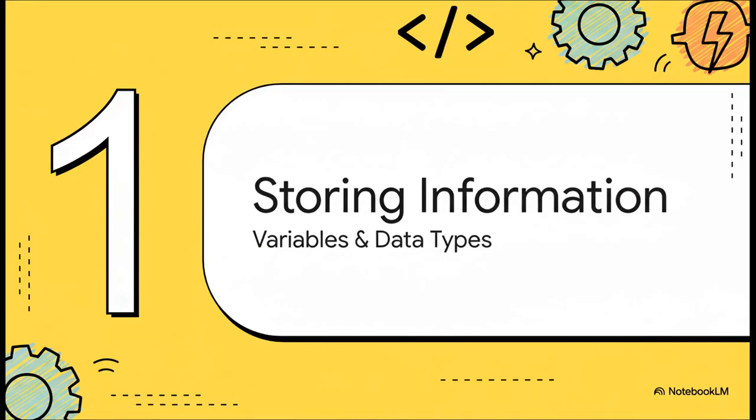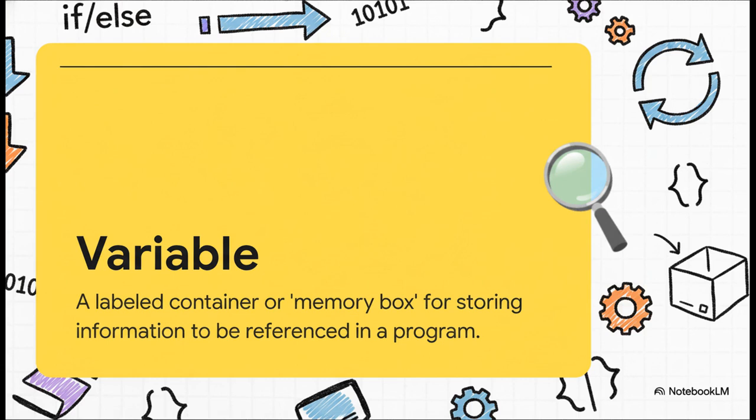Well, before a program can do anything, like make a decision or perform an action, it needs a way to remember stuff. And that is the first and maybe the most crucial step, storing information. The easiest way to think about a variable is to picture a label box, like a little memory box. You give that box a name, say username or total score, and then you put something inside it. The cool part is, later on, you can look inside that box, see what's there, or even swap out what's inside for something totally new.